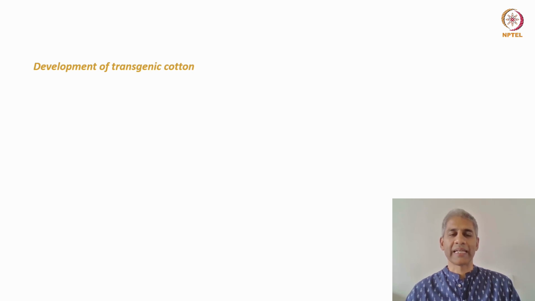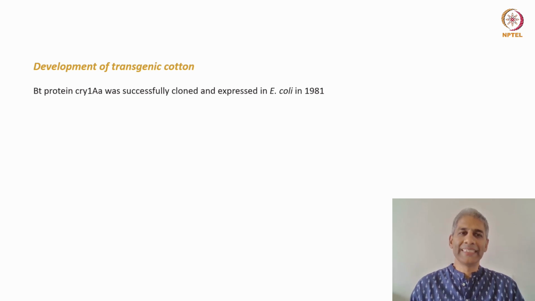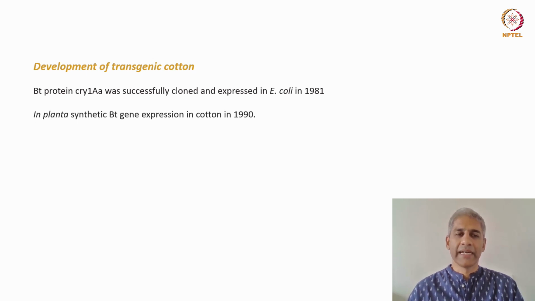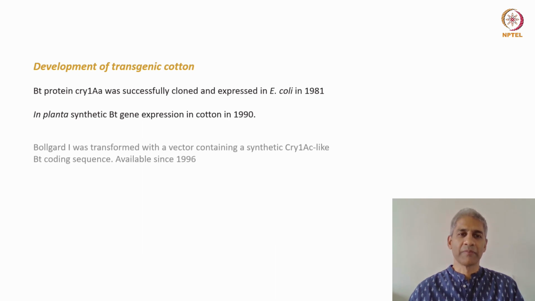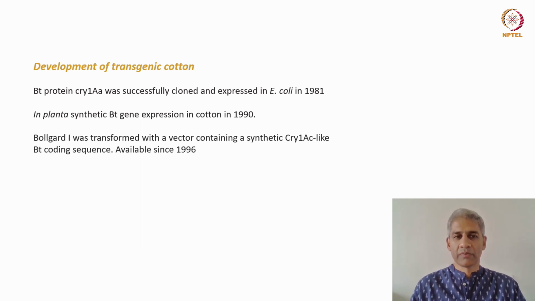Looking more at the timeline for transgenic cotton. One of the first BT genes which was successfully cloned and expressed was done in E. coli, which is a standard model organism in microbiology. And actually the expression of this gene in a plant was shown by 1990. And the first commercial cotton which was cultivated was in 1996, where one gene was being used, the Cry1Ac.